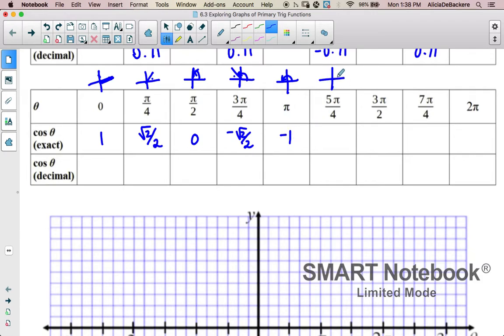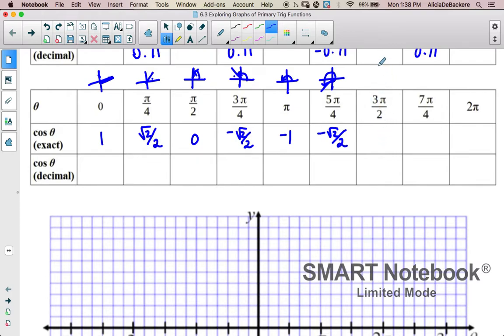Next, looking at 5 pi by 4, 4 pi by 4 is on the top, and 1 passed. So there I am in the CAST quadrant. It's going to be negative, and it's root 2 over 2. Remember, cosine is the x value, so it makes sense that when I'm over here on the left side of the y-axis, my x values are negative and my cosine ratios are negative. That's why the CAST rule works. So hopefully you've looked at that maybe in grade 11.